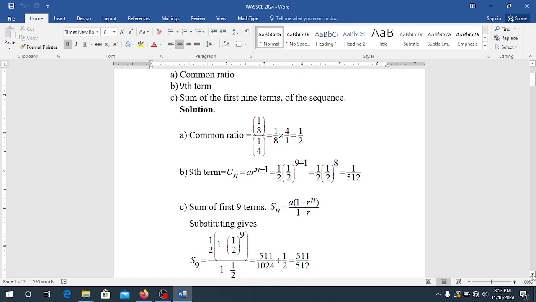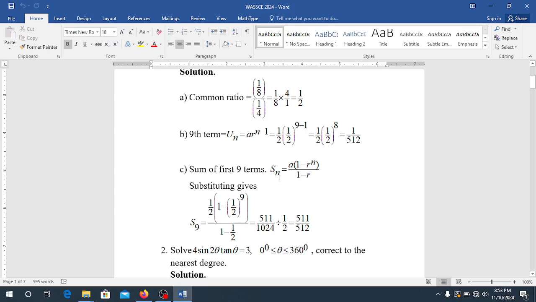C is the sum of the first 9 terms. So the formula for the sum, where r is less than 1, is given here. Now substituting the values there. a is the first term, which is half, you see here. 1 is the fixed parameter. r is half, I've already seen that, and n is 9.